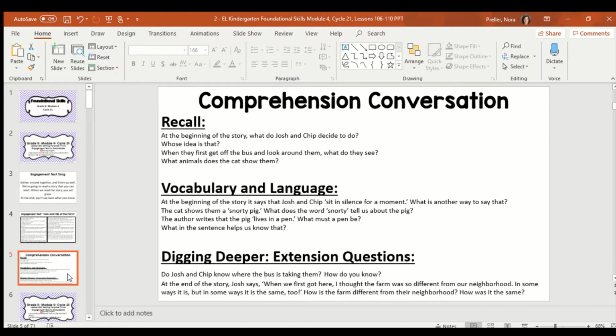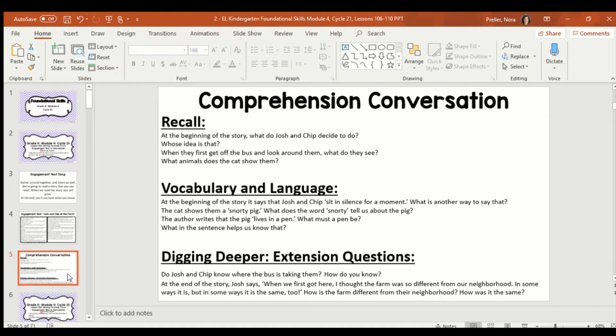The cat shows them a snorty pig. What does the word snorty tell us about the pig? The word snorty kind of describes the noise that pigs make. Pigs kind of snort with their noses as they eat and things like that. They breathe through those noses and make that kind of snorty sound. So snorty is a describing word. It's describing a noise.